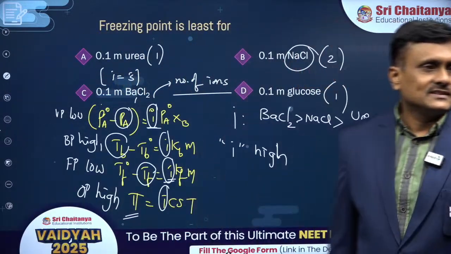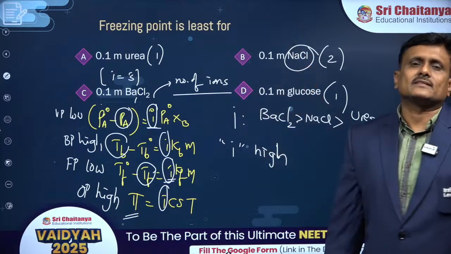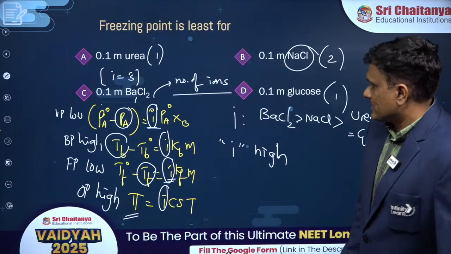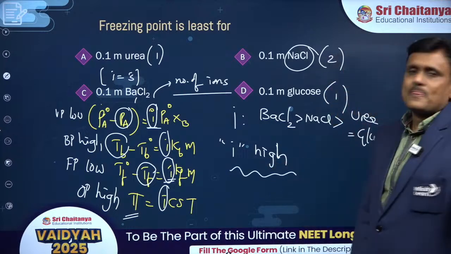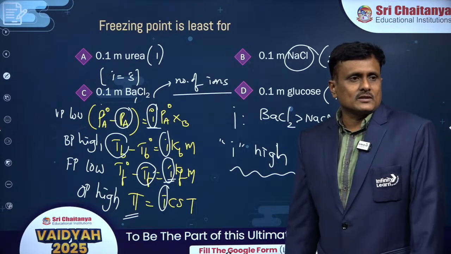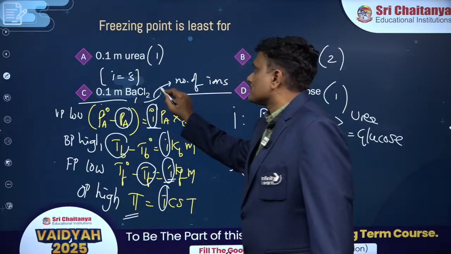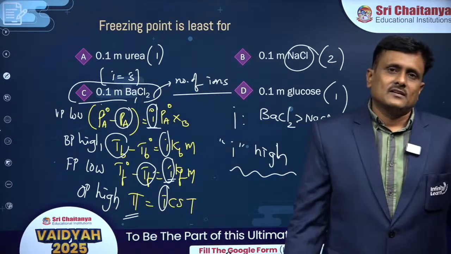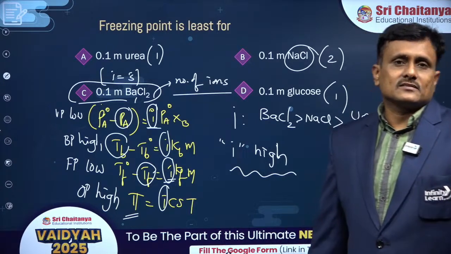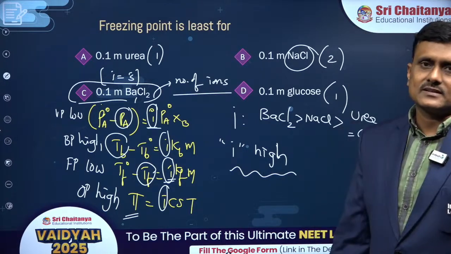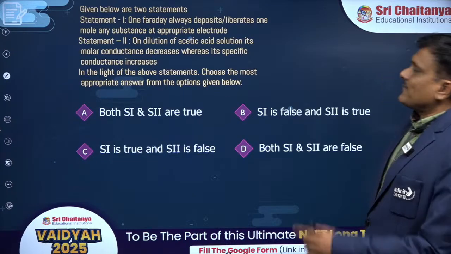Alright, all of you. Come on, let's see. What is asked? Freezing point is least. You can see the freezing point will be low if i is high. That's all. And Monima gave a great answer. You can see that for the same value of molality, BaCl2 has the highest value of i, hence the freezing point is lowest. That's a brilliant answer, buddy. Anyways, good going.